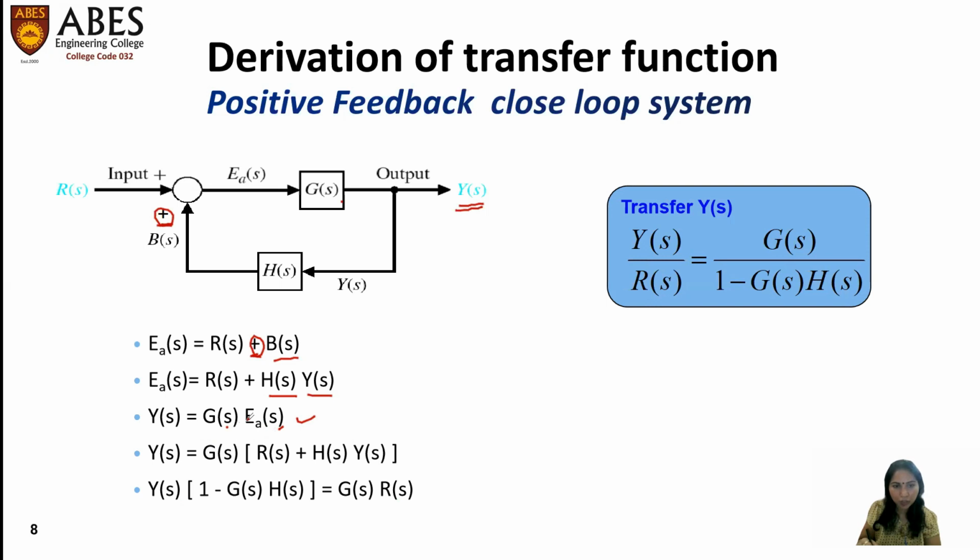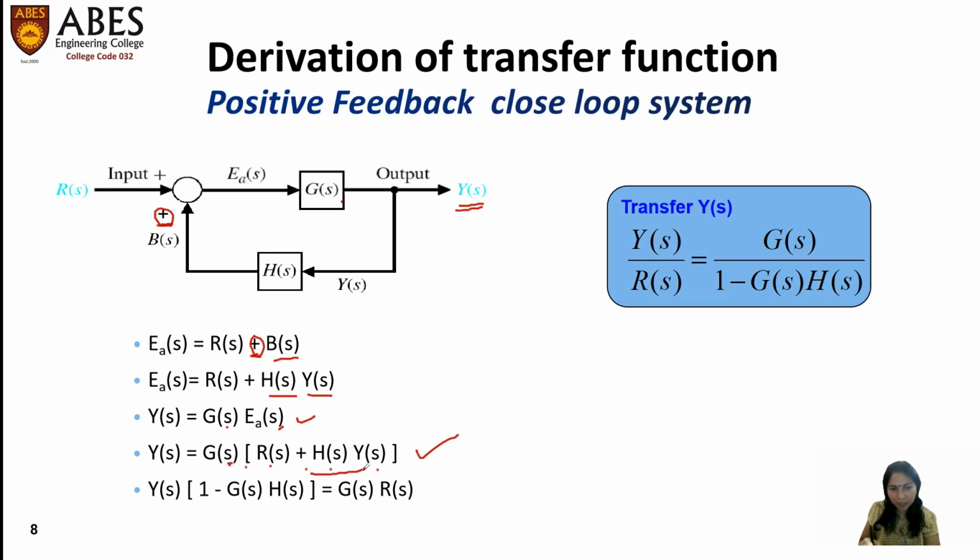Now we want the expression in terms of Y(s) upon R(s). So we want to replace something here with E(s), right? E(s) is equal to Y(s) upon G(s). That we will substitute here. So after substituting in place of E(s), G(s) upon Y(s) upon G(s), we will get this expression. Now just multiply this G(s) under the bracket. You will get G(s) into R(s) plus G(s) into H(s) into Y(s).